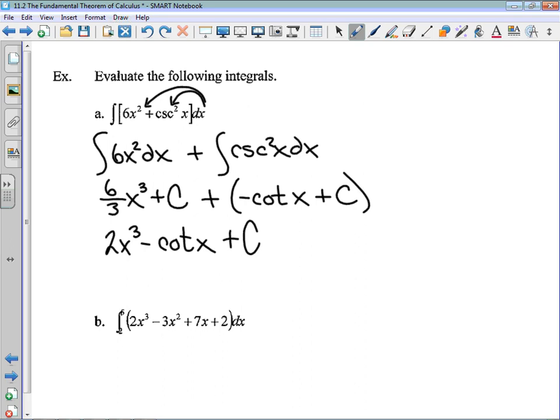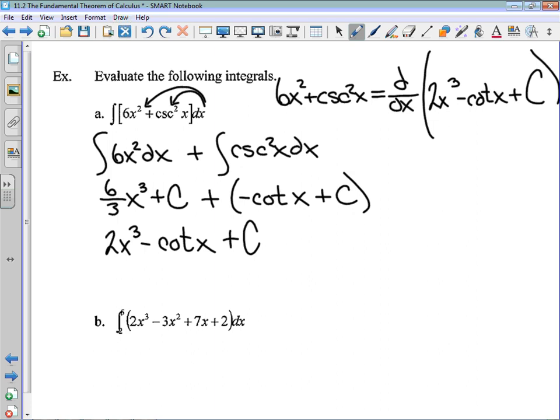And I really do want to re-emphasize this concept that if we are unsure that we've done this correctly, we could check by saying that 6x squared plus cosecant squared x is equal to the derivative with respect to x of what we just found, which is 2x cubed minus cotangent x plus a constant. And this is a really important consideration. We do this a ton mathematically, that essentially what we are doing here is undoing the derivative operation. The integral is the opposite operation of the derivative. And that's a very, very consistent teaching strategy in calculus. We typically teach you something, and then we teach you the technique to undo whatever operation we taught you previously.